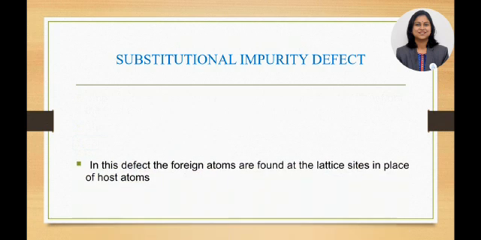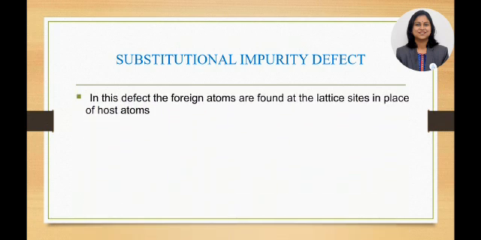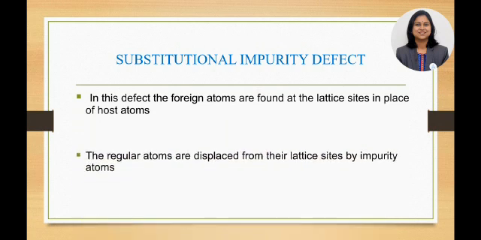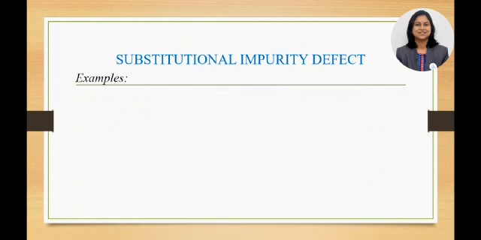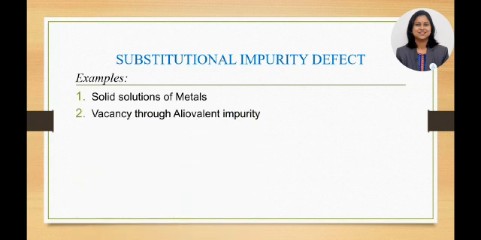First, substitutional impurity defect. In this defect, the foreign atoms are found at the lattice site in place of host atoms. The regular atoms are displaced from their lattice site by impurity atoms. We'll study substitutional impurity defect with examples. First, solid solutions of metals, and second, vacancy through allovalent impurity.